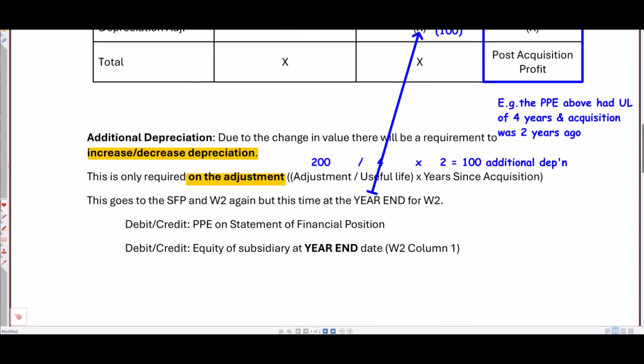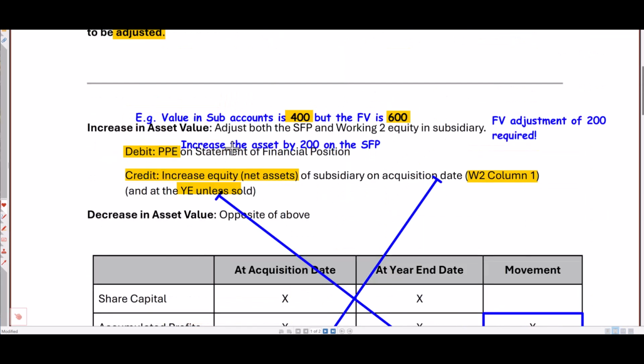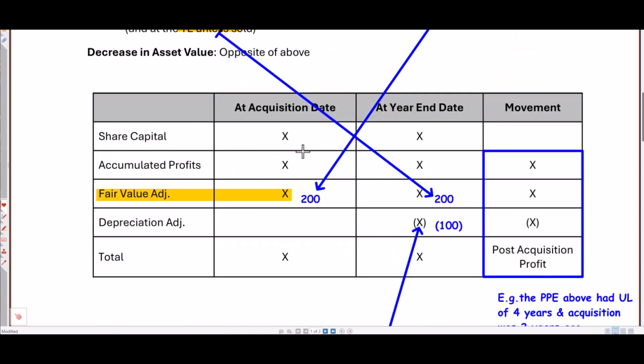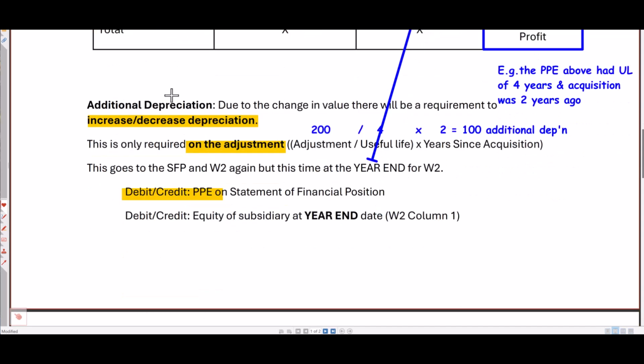Lastly, don't forget that you would also have to include the additional depreciation on the statement of financial position. Up at the top here, we increased the asset by 200 on the statement of financial position. Well, by the year end, we'd have had additional depreciation as well, so that will reduce the asset. Okay, so adjust for the additional depreciation as well as the fair value adjustment.